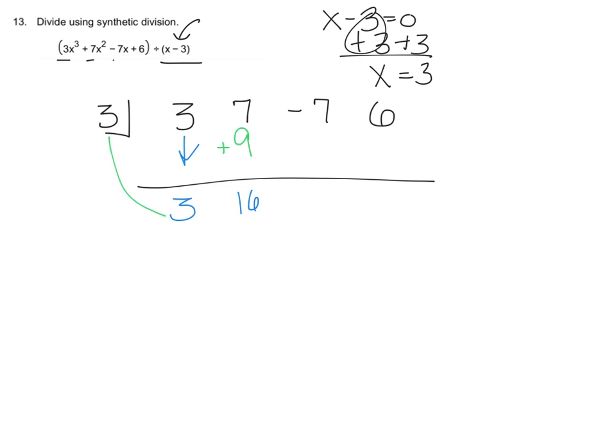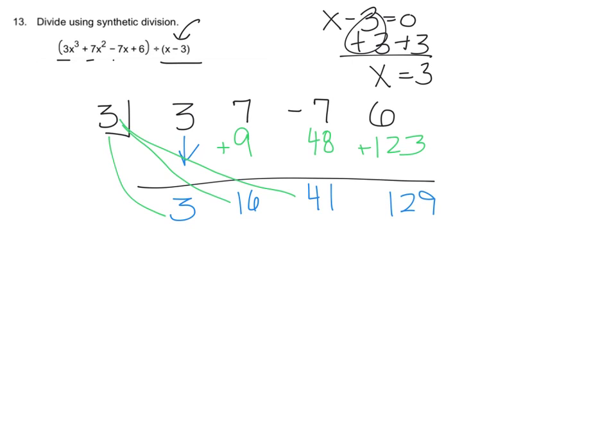Then we'll do this again. 3 times 16 is 48. And then negative 7 plus 48 is 41. Again, 3 times 41 gives me 123. And then 6 plus 123 is 129.